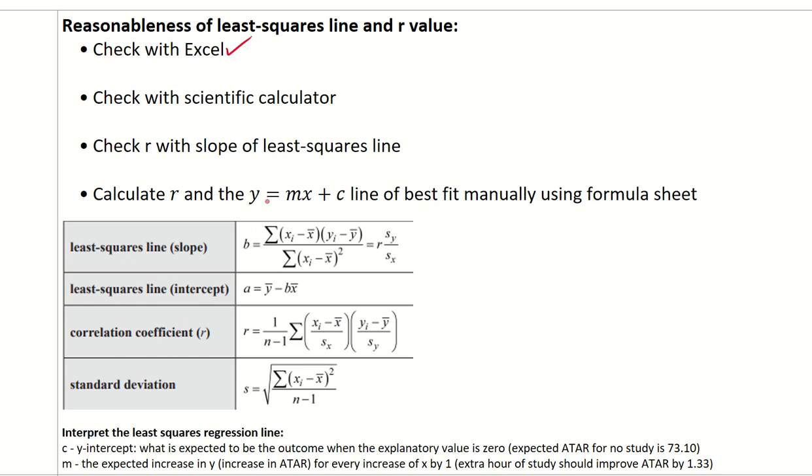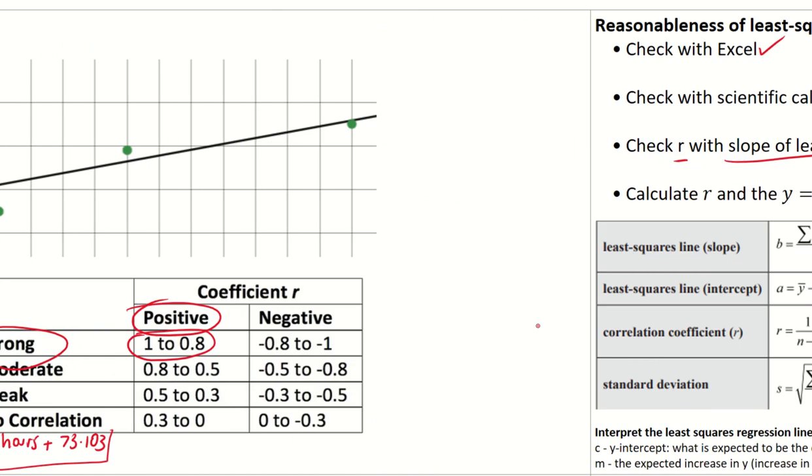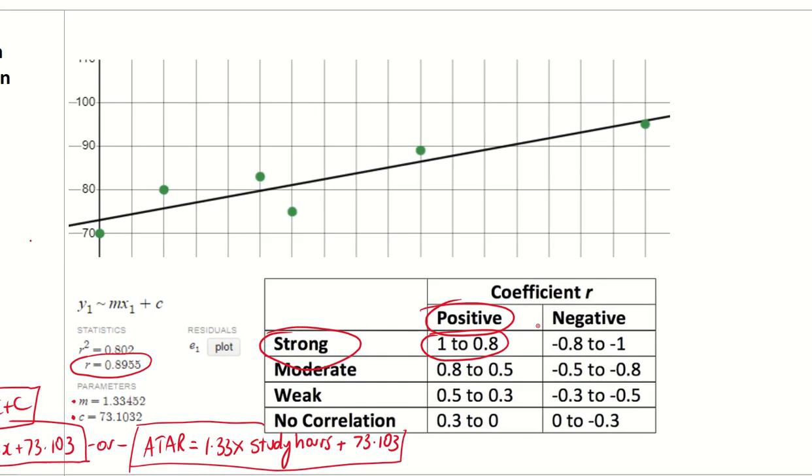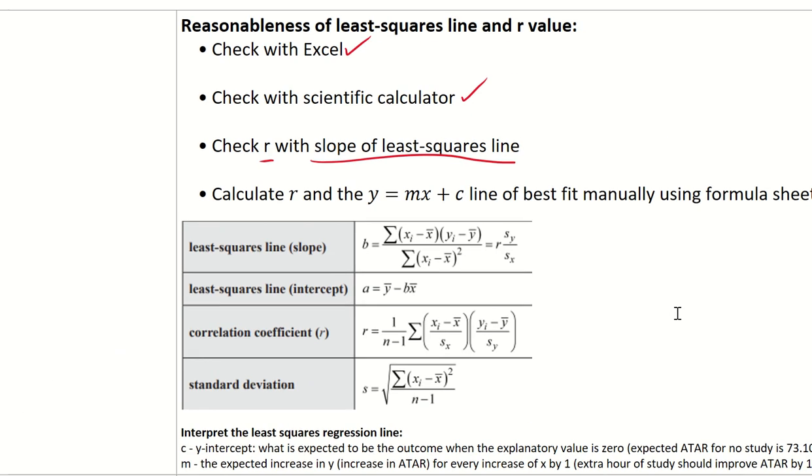So you've done it on Desmos, do it with another technology. Check it with Excel, check it with your scientific calculator. Make sure that that R value and that equation of the least squared line is reasonable by verifying it by solving another way. So you can also check your R value with the slope of the least squared line. So looking at our one, we got a strong positive relationship. We can see from that line that it's in a positive direction and we have a positive gradient, all things lining up towards us having a correct solution.